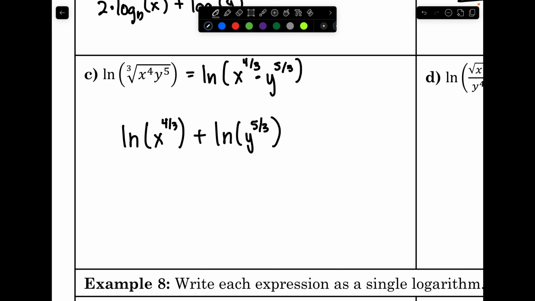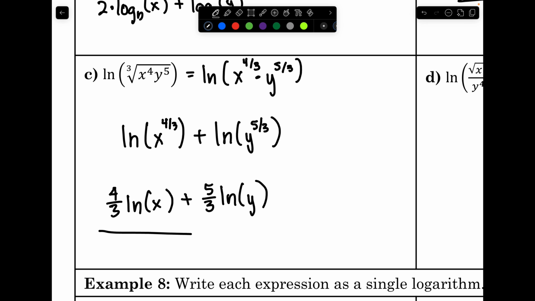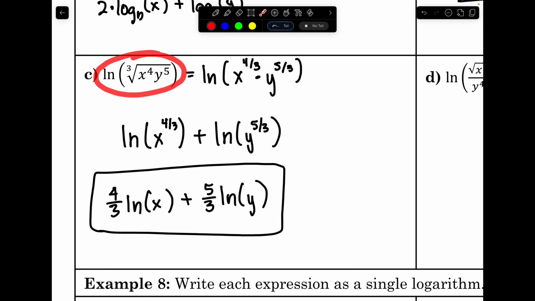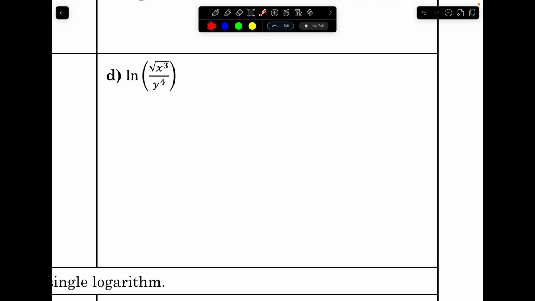And again, now applying today's power property, I can pull this first exponent 4 over 3 to the front and multiply the natural log of x with that 4 over 3. And then the same thing with the 5 over 3. I can multiply the natural log of y with this 5 over 3. And there you have the expanded form, the equivalent form of this example here. Which now takes us to our last example.